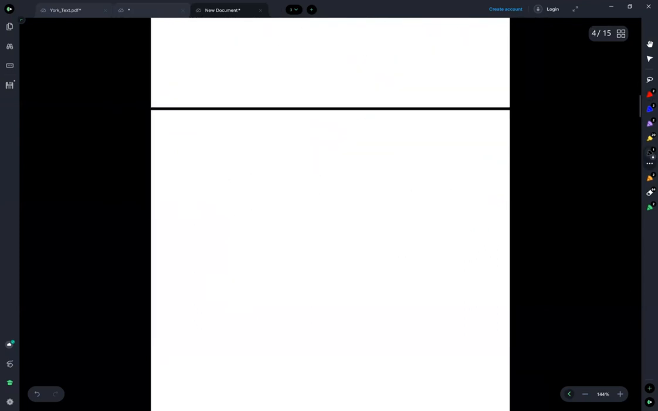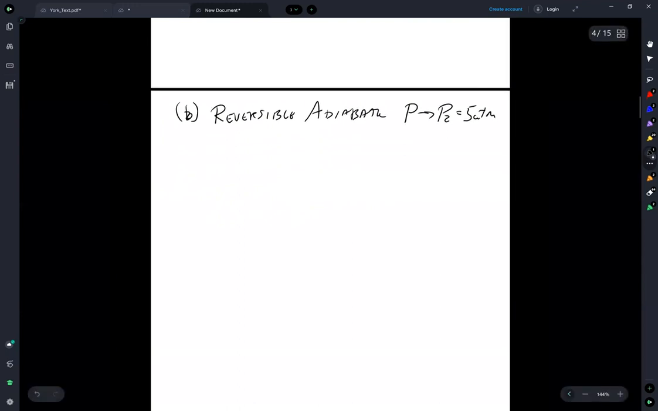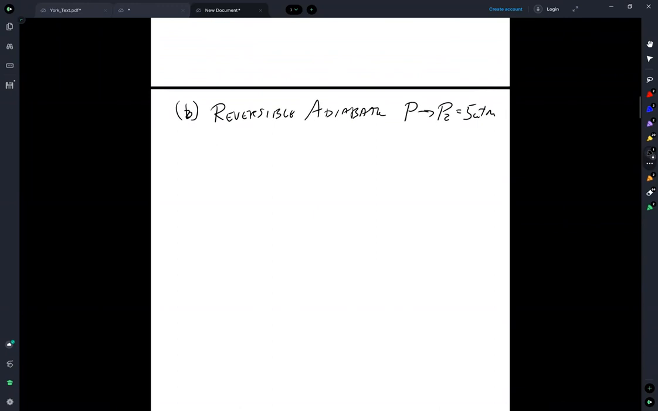Okay, that's the first. The second, as your book calls these A, B, and C, so B is a reversible adiabatic expansion from P to P2 equal to 5 ATM. So the same pressure, but a different path. And if we do this, we know for a reversible adiabatic that P1 V1 to the gamma is equal to P2 V2 to the gamma, right? We had a little derivation in chapter two showing this.